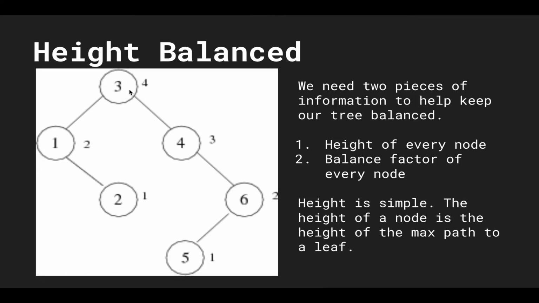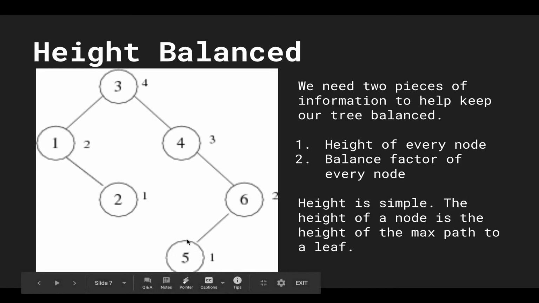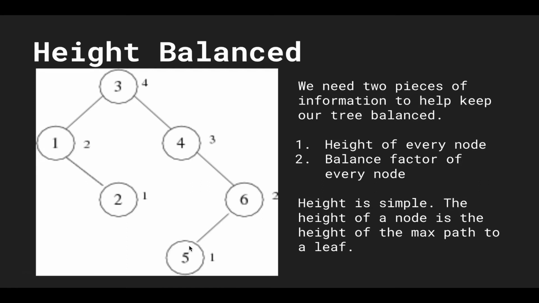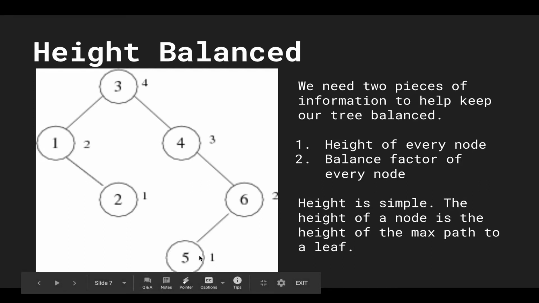So here the height of the root tree is 4 because the maximum of 2 and 3 is 3, and then we add 1 to get 4. If we go down, the heights of the left subtree and right subtree for 4 are 0 and 2. So the maximum obviously is 2, and then we add 1 to it to get 3. If we go down here, the height of this node is 1 because the heights of the left and right subtree are 0, and we add 1 to it to get 1.